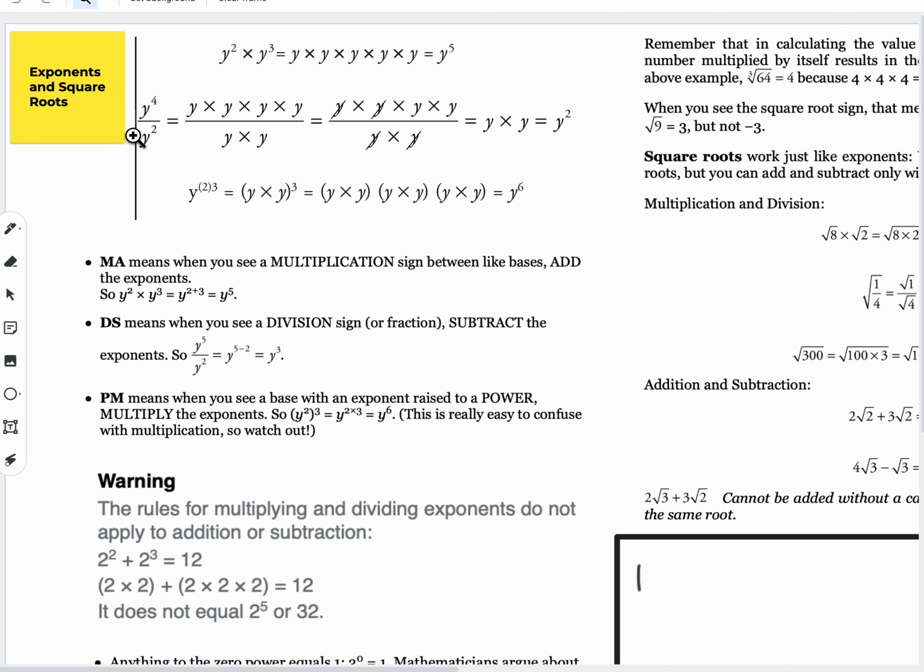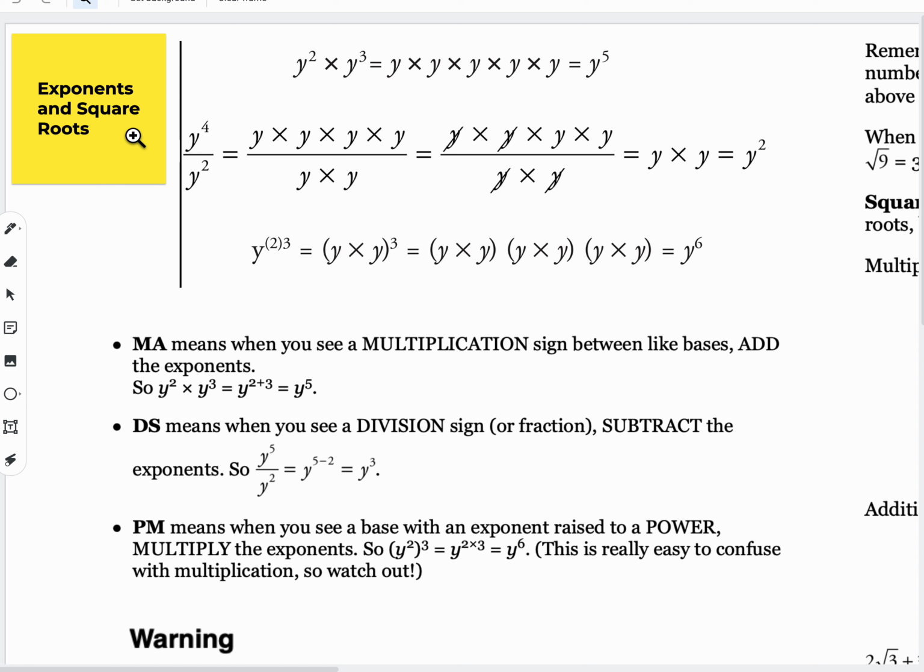Now let's take a look here at exponents and square roots. We'll look at just a few rules here to help us remember these exponent rules. The acronym MADSPM is one way to help us remember the exponent rules.